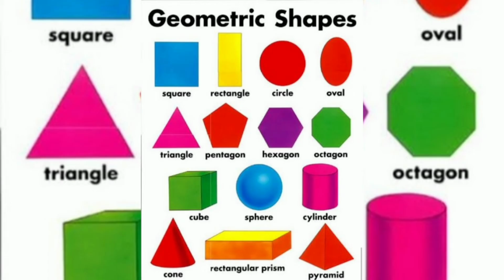In the previous video we talked about the basic concepts of geometry. Today we will learn basic geometric shapes. These are the basic geometric shapes that you can see on your screen: square, rectangle, circle, oval, triangle, pentagon, hexagon, octagon, cube, sphere, cylinder, cone, prism, pyramid. These all are basic geometric shapes.